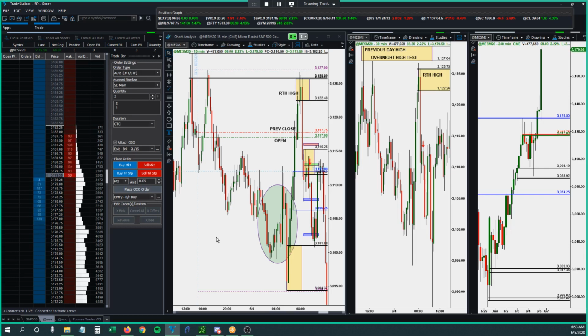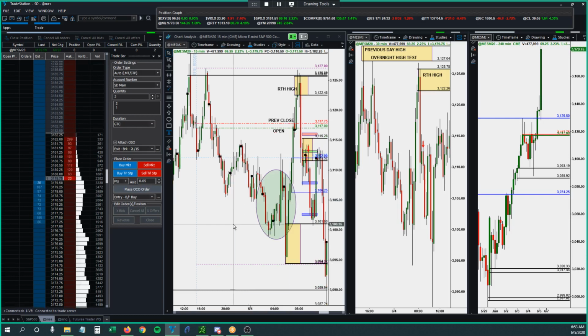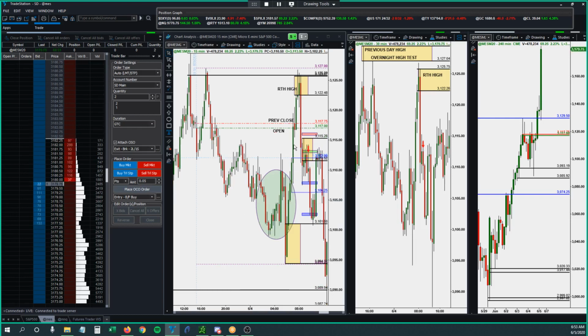A little short setup on the micro ES. Again, the thought process was we saw the market open up regular trading hours, rally up to an overnight high, rally up to a previous day high, fail at that level, failed to take the high, came back down. Once we saw it fail at the overnight high, strong indication that we're going to go test the overnight low. We waited for an opportunity to get on board after missing the high of the day, the regular trading hours high of the day. We saw another opportunity to take this product short, and that's exactly what we did.